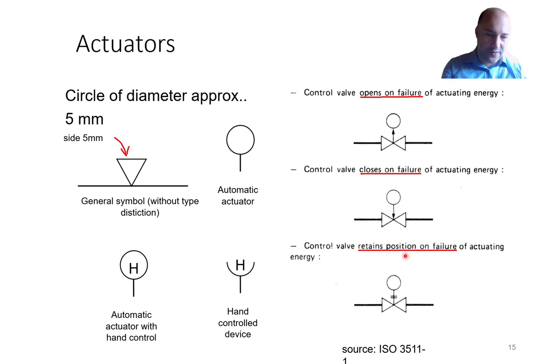You can also have the valve that retains position, and then it's a symbol like this. So when you have a failure of your energy, then this valve will retain position, the last position that was before the failure, and you will have some flow of steam, if this would be steam controlling.